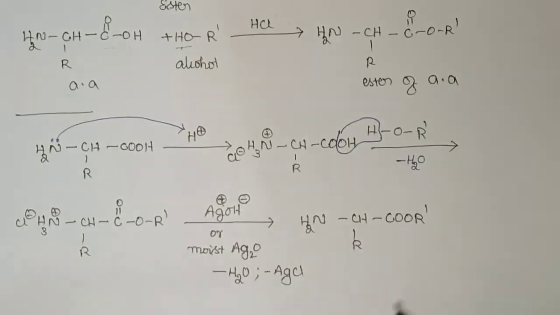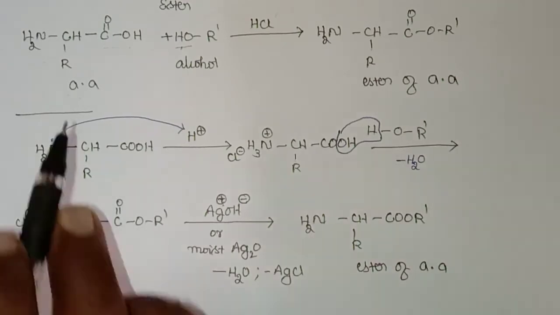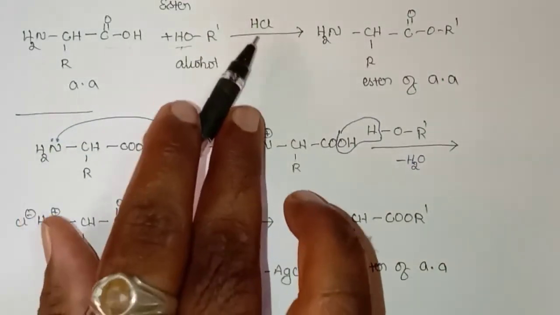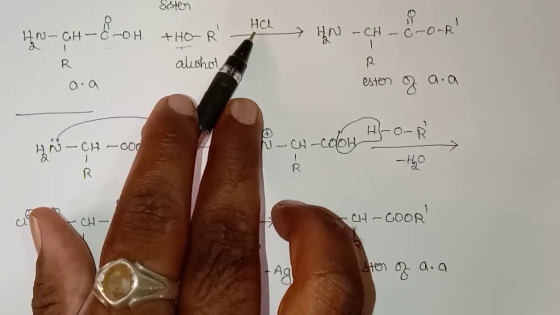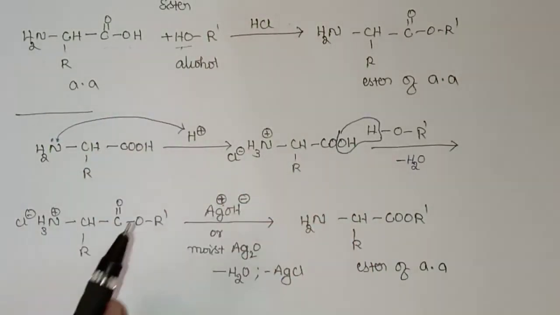COOR dash. That means the amino ester of the corresponding amino acid, right? So this is the ester of the amino acid we get when you react the amino acid with alcohol in presence of the mineral acid HCl. Now we shall look into some simple examples for the esterification of amino acids.